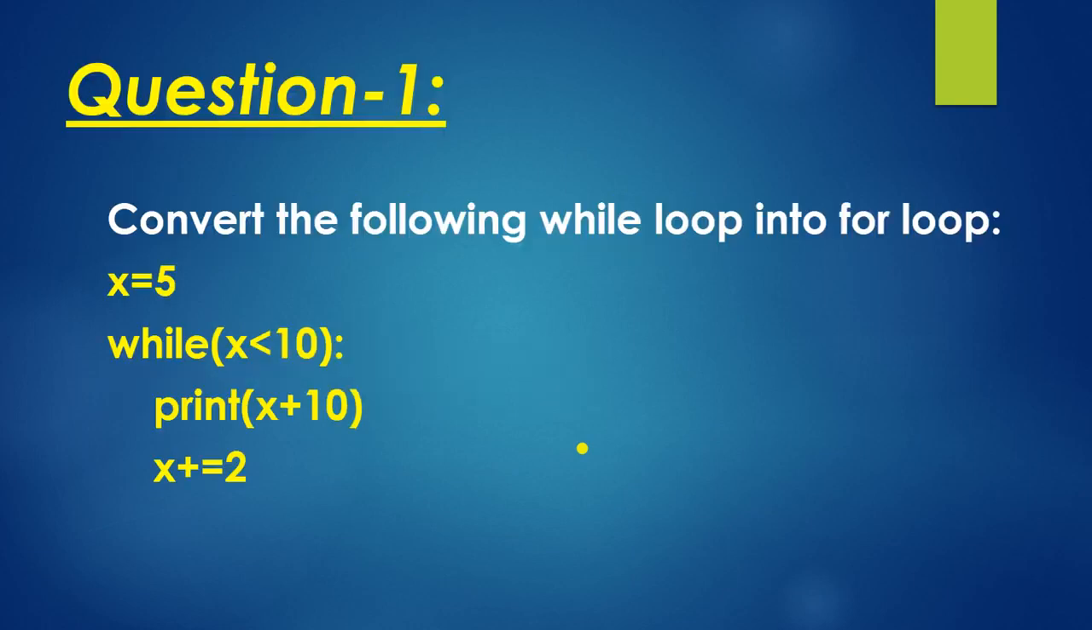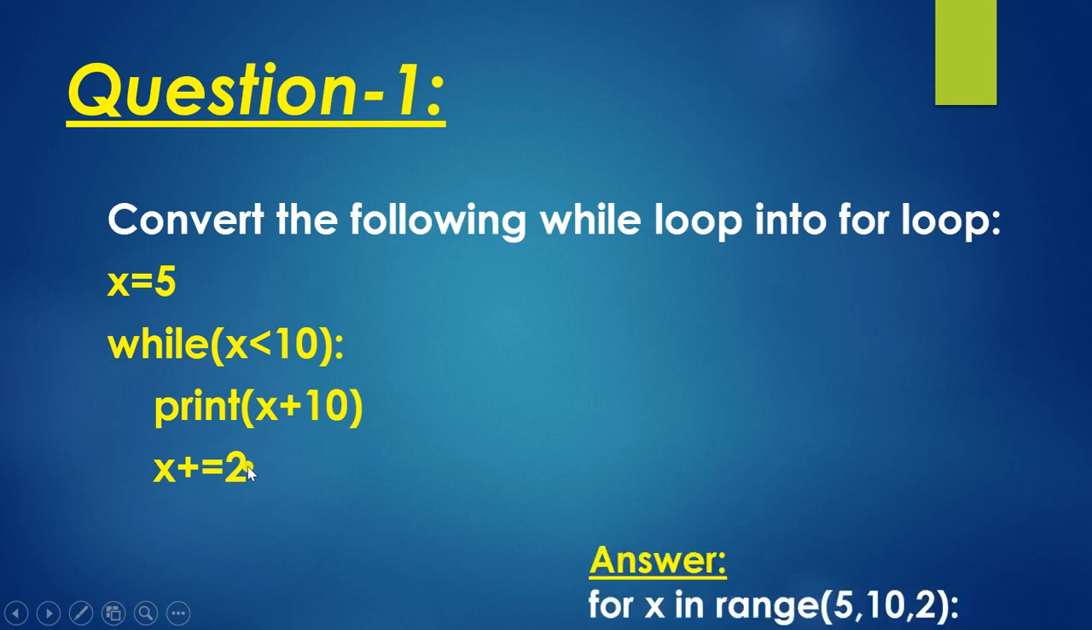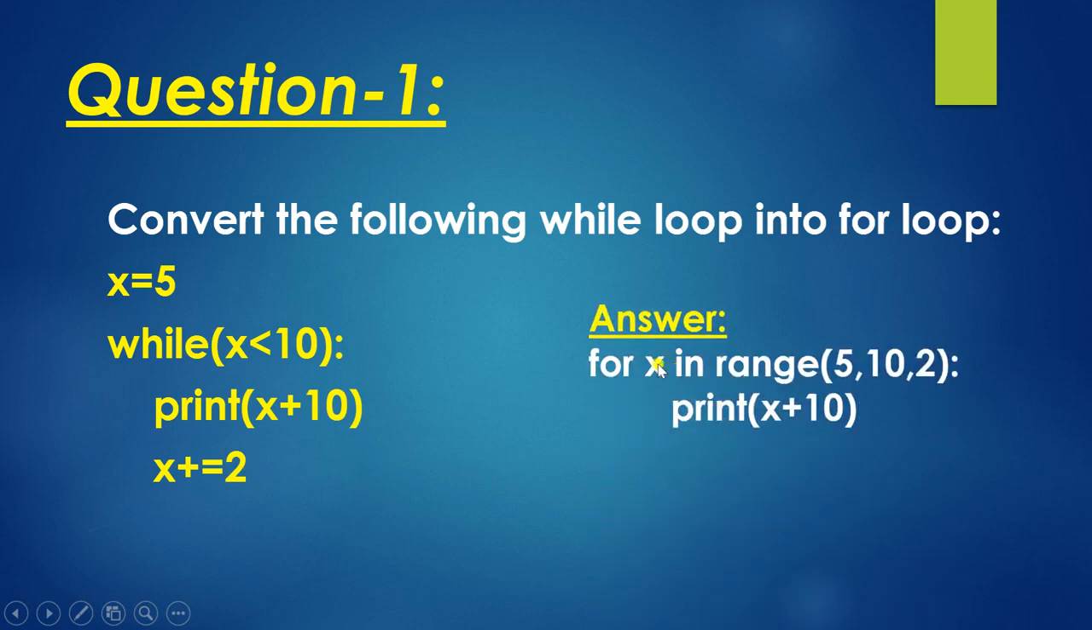then we will proceed further. Question number 1 says convert the following while loop into the for loop. Here is the code. In this, 5 is the initial statement, then while is the condition, and then it will print x plus 10, and this is the counter that will increase the value of x by 2. So here is your code: x in range, 5 is the initial value, 10 is the last one, and 2 is the step value. And it will print x plus 10.